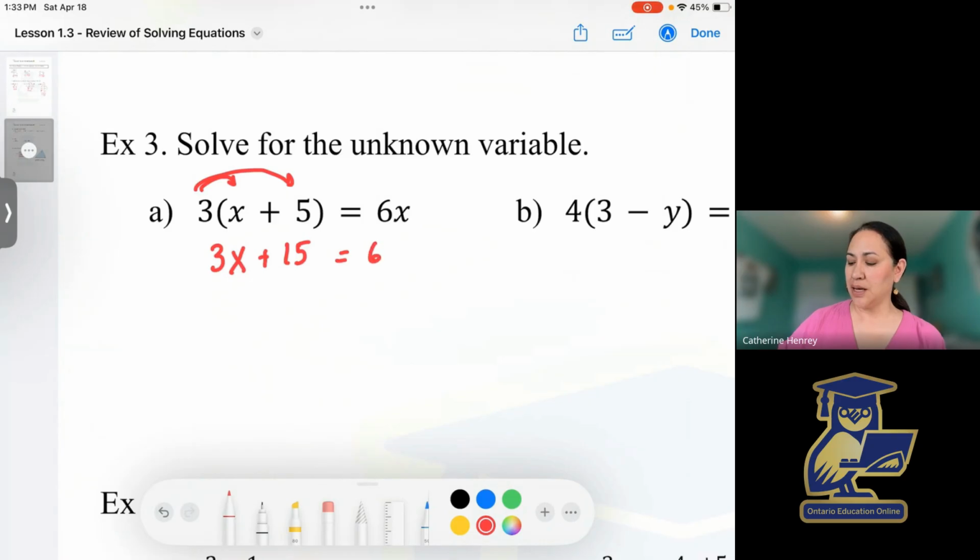equals 6x. So since the 6x is all alone on the right side, I'm just going to go ahead and move my 3x over. Don't forget to change the sign. That'll leave 15 on the left. 6x minus 3x is going to be 3x. And then I'll divide by 3. Divide by 3. 3's cancel. X equals 5.